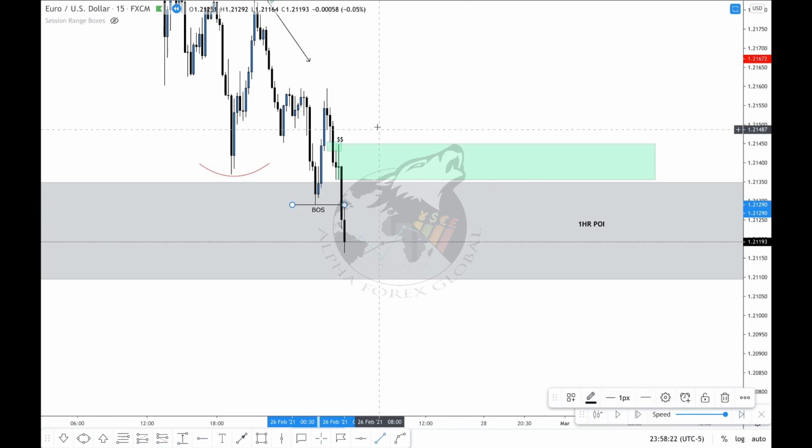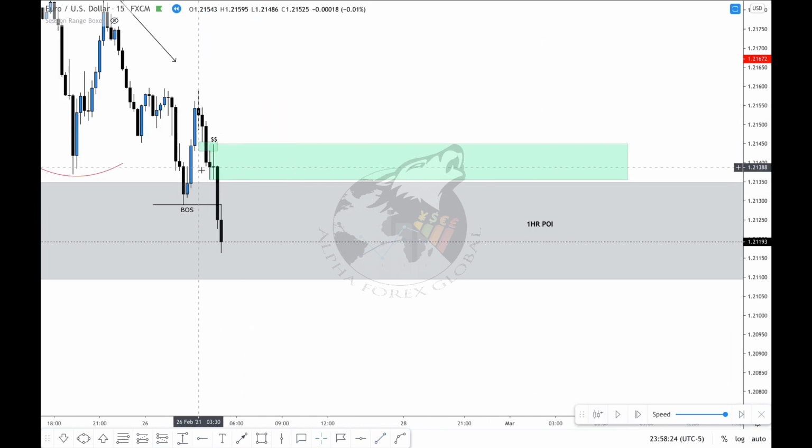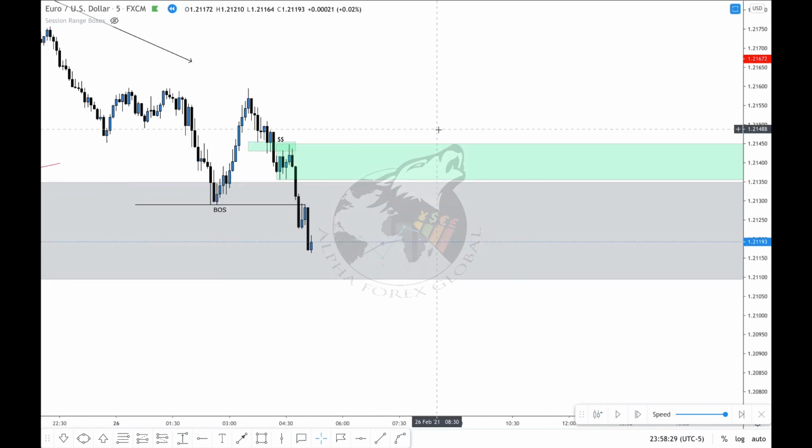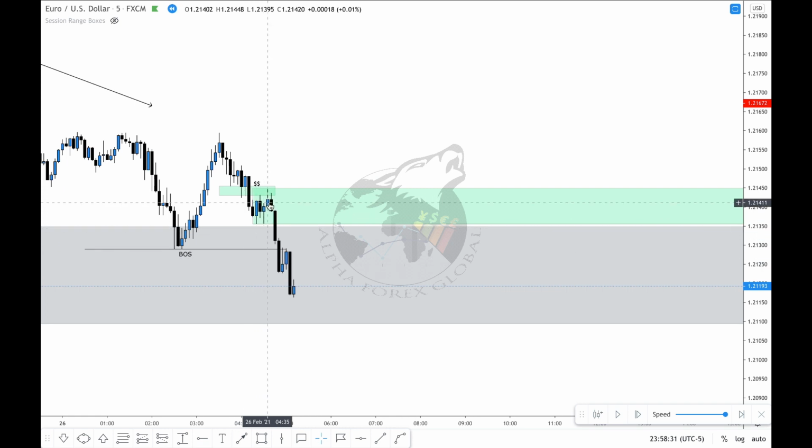So we had that breaker structure and we had this POI. So let's go on a lower time frame to see what this looks like. So all right, we still see this inefficiency area here, so we need to see what is here, right? So we have to go on a lower time frame.